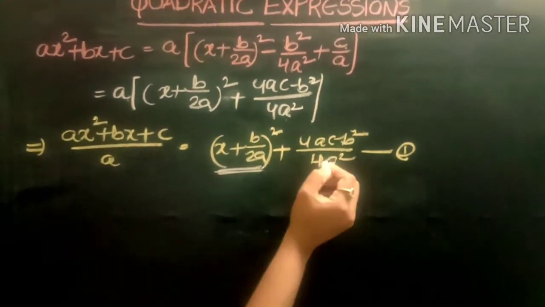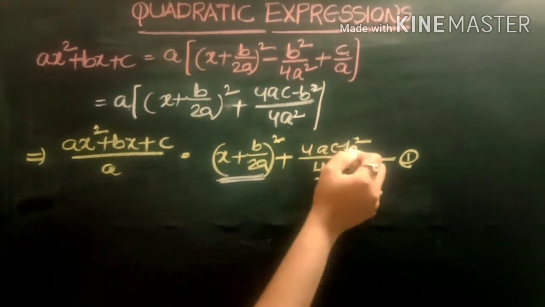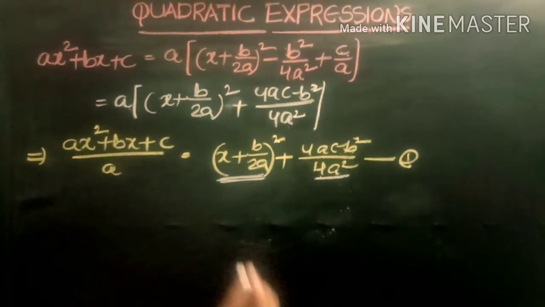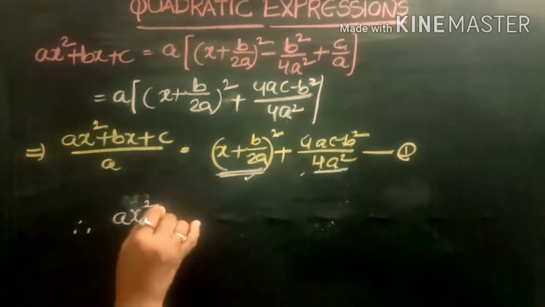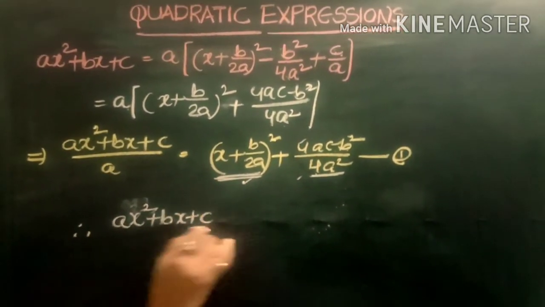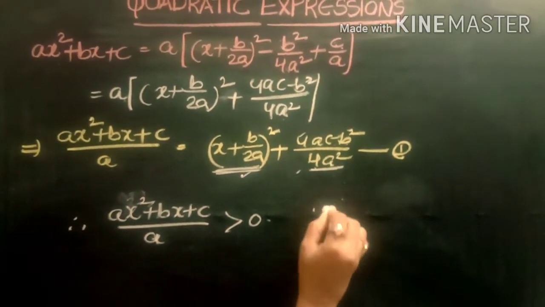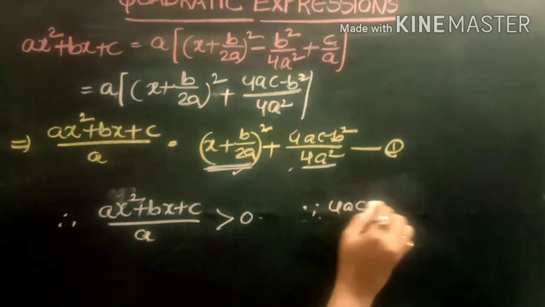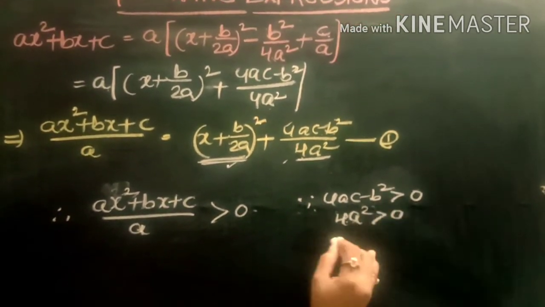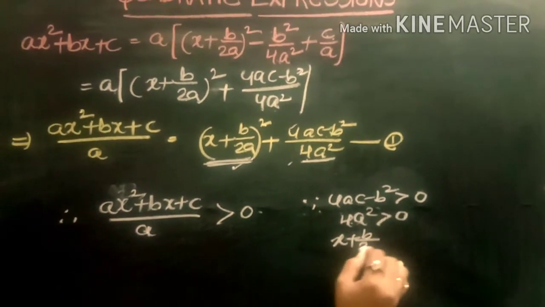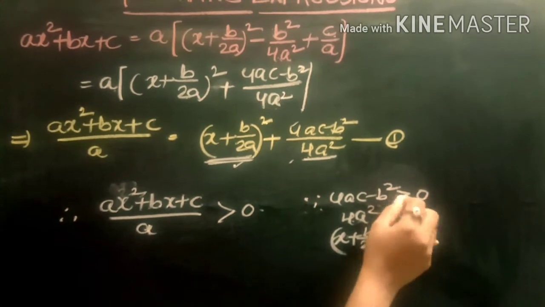Clearly 4a square is greater than 0. Already from the given data we have that 4ac minus b square is greater than 0. So each and every term is greater than 0 here. Therefore the expression ax square plus bx plus c by a is greater than 0, since 4ac minus b square is greater than 0, 4a square is greater than 0, and x plus b by 2a whole square is greater than 0, being a square term.